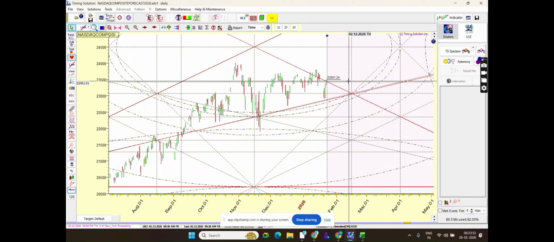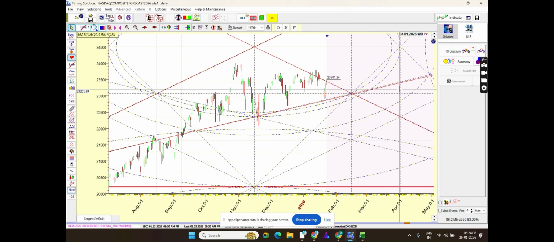A minor level to watch within the square will be 23,433.83. We need to stay above this and continue along this angle for further growth. Another date coming here is 1st of April. So this period till here is going to be very critical for the Nasdaq index.